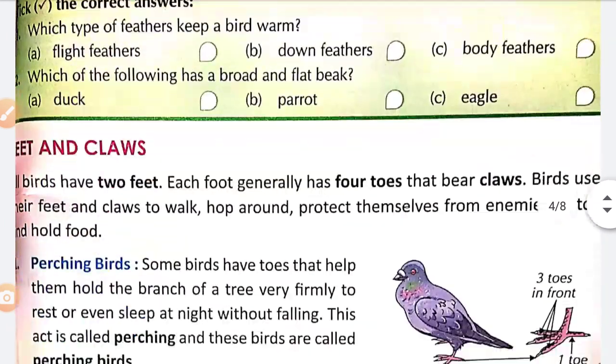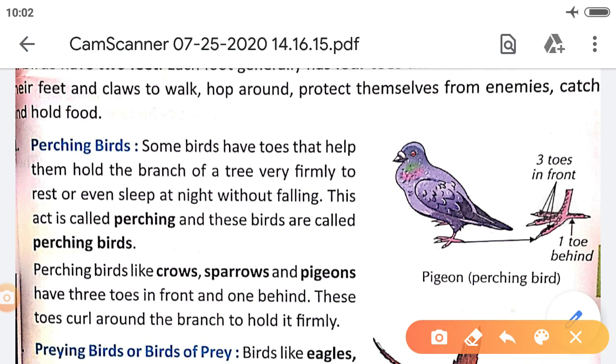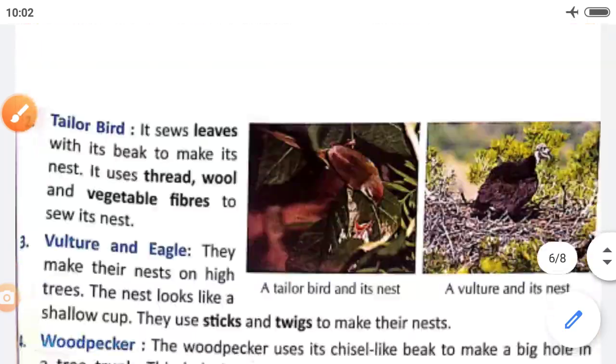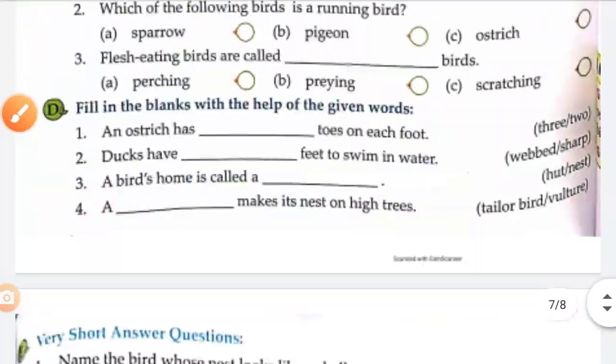Perching bird. Some birds have toes that help them to hold the branches of the trees very firmly and to rest or even sleep at night without falling. So this act is called perching and these birds are called perching birds. You can write the examples of these also.